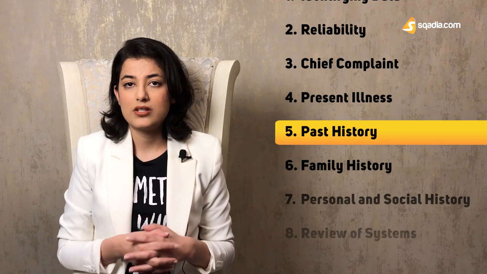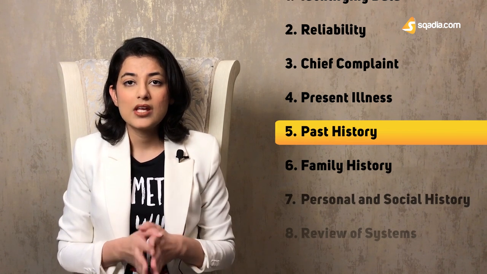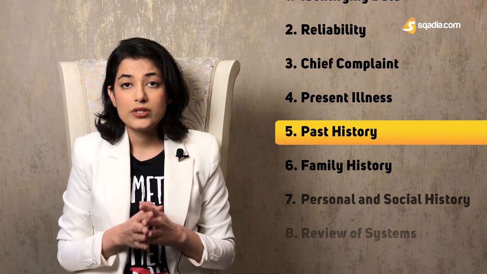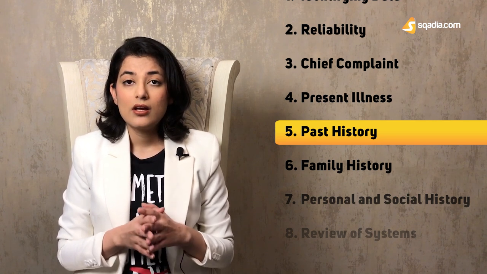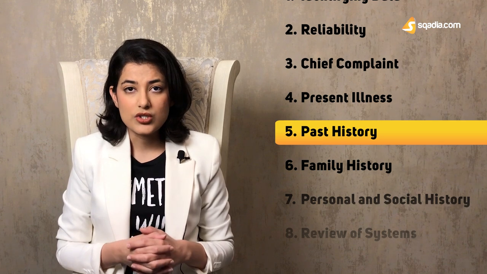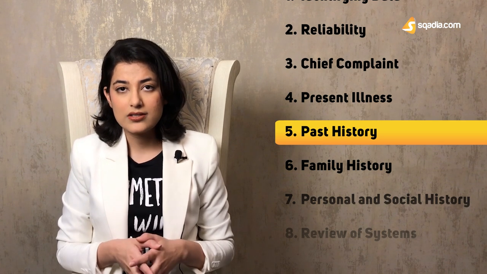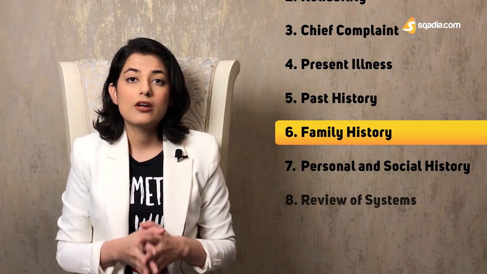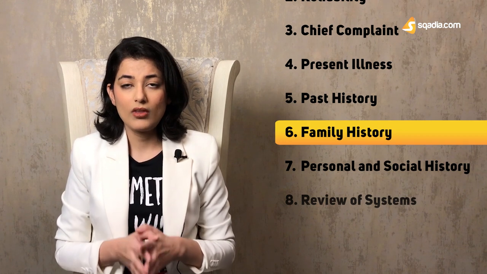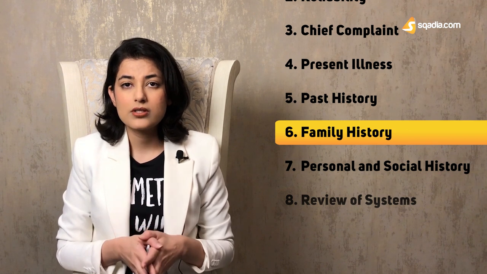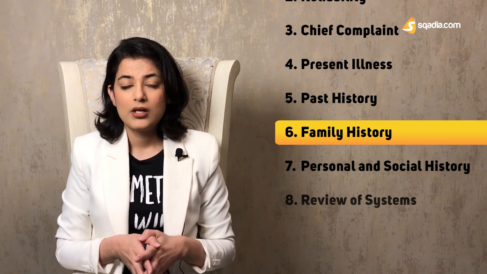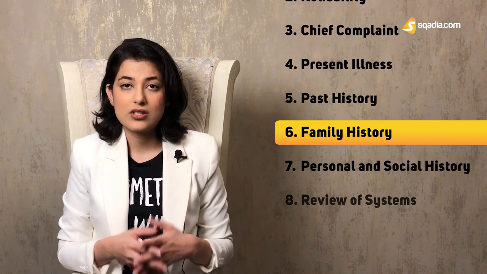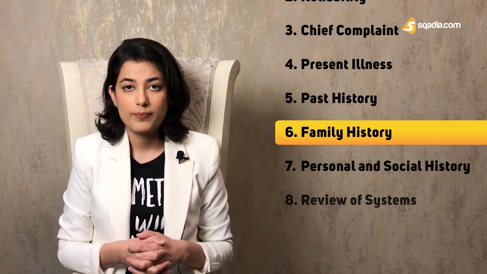Next is the past history. It documents any childhood illnesses, any adult illnesses with dates for the events, and health practices such as immunizations. Next is family history. This should be confined to the blood-related relatives, such as siblings, parents, or grandparents. It documents the presence or absence of conditions such as hypertension or diabetes.